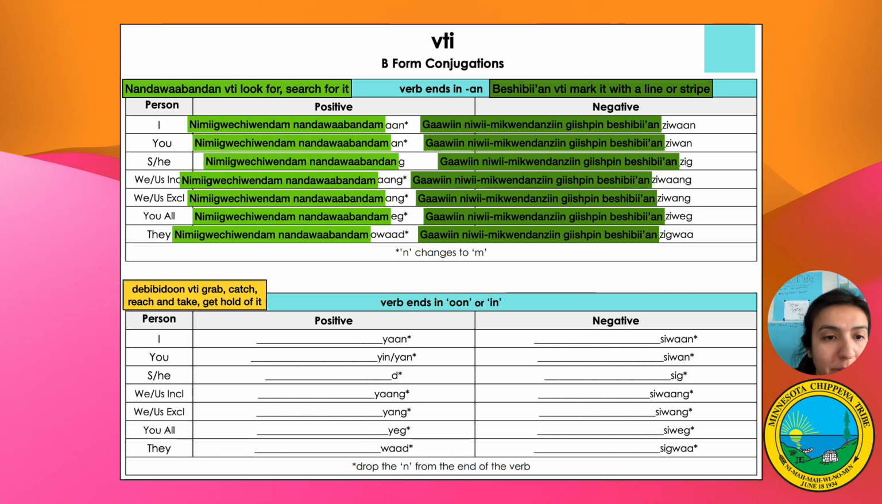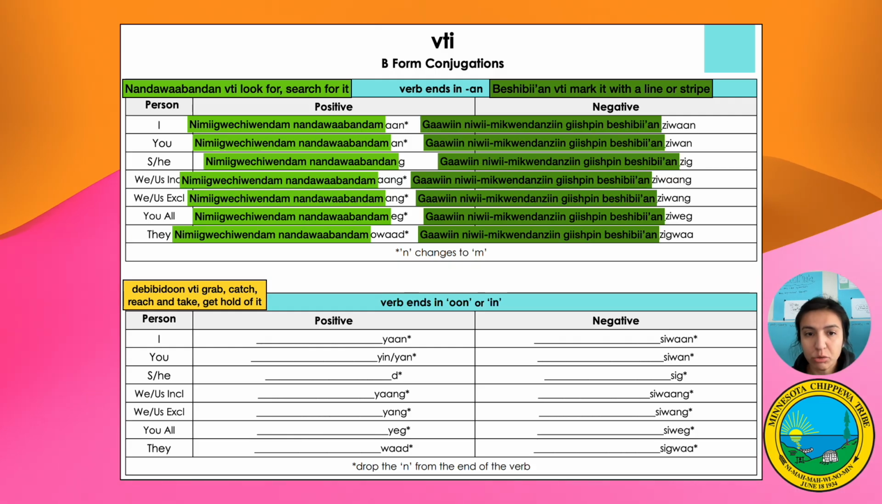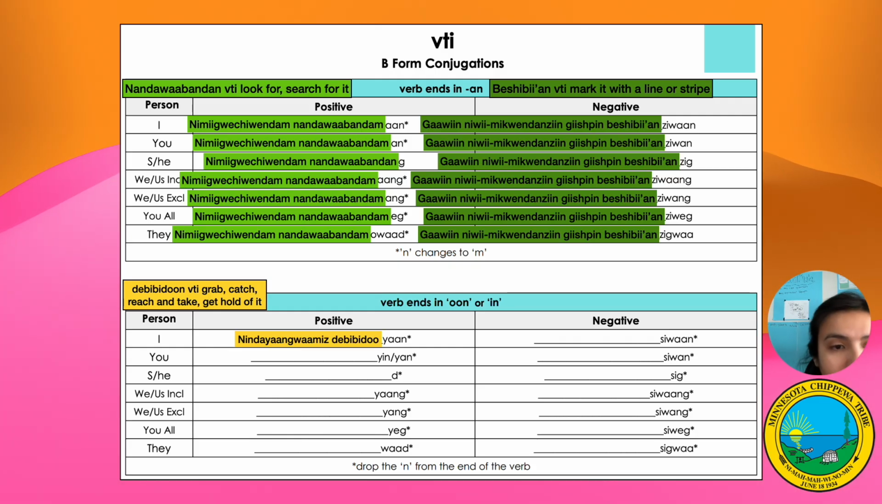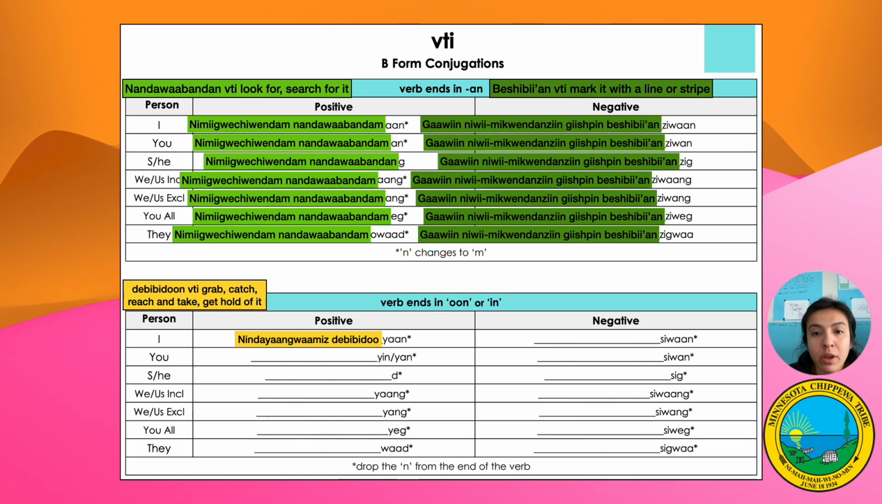Going back to debibidun, which means to grab, catch, reach and take, or get a hold of it. And we're looking specifically at verbs that end in oon or in that are VTIs. And note the asterisk change requires us to drop the N from the verb completely. And then I used the verb ayangwamizi, means to be careful or with caution.